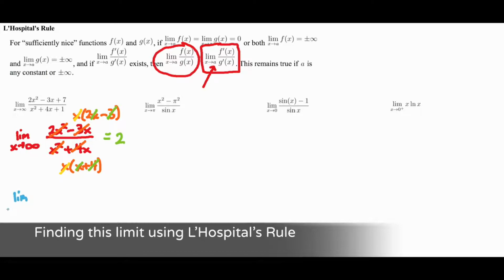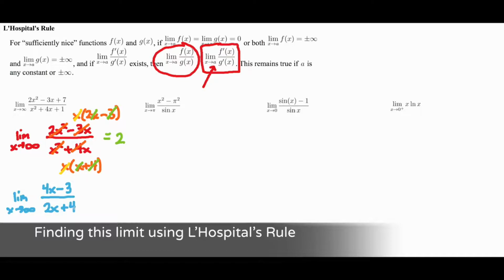So we're going to do the limit as x approaches infinity. And we're going to do the derivative at the top, which is just going to be 4x minus 3, just using power rule. The derivative of 7 is 0. We're going to do the same thing on the bottom. So you're going to have 2x plus 4.